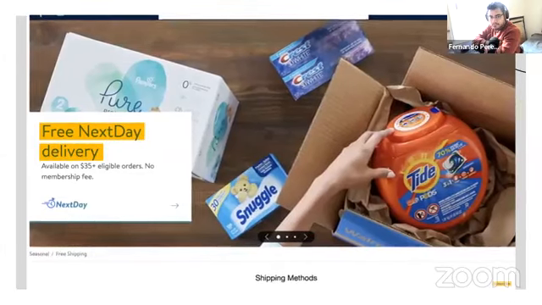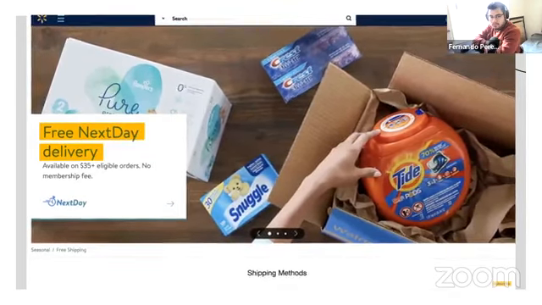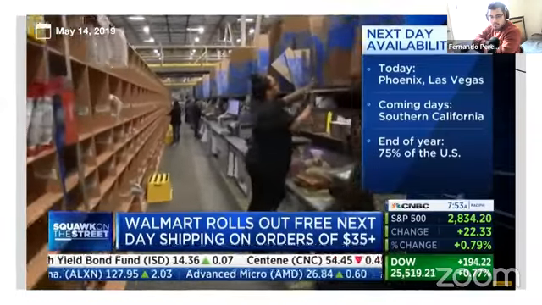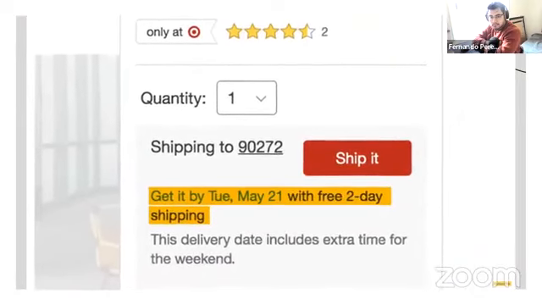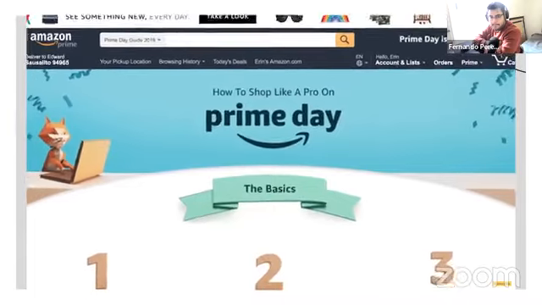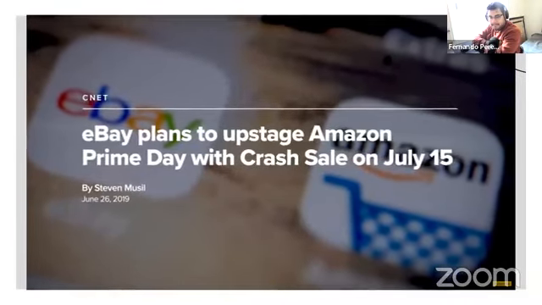Other big retailers are also spending a lot to keep up with the fast shipping expectations Amazon has created. Walmart is rolling out free next-day shipping with orders of $35 or more starting today. And Target offers free 2-day shipping on orders over $35. And during Amazon's big Prime Day sales event, July 15th and 16th, eBay plans to hold a crash sale offering 80% off big-ticket items.